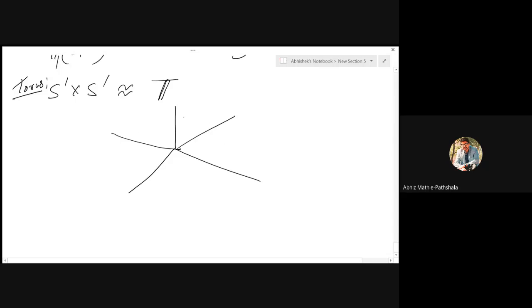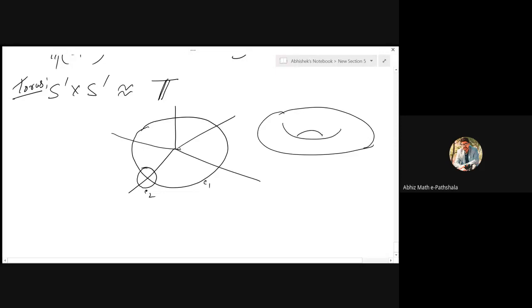Just taking a unit circle and one small circle of radius, suppose 1/3, and then moving this small circle. This is your C1 and this is your C2, then move this C2 around this C1, then you will get a surface like this.